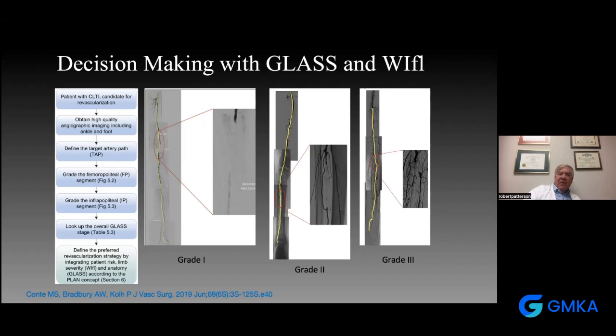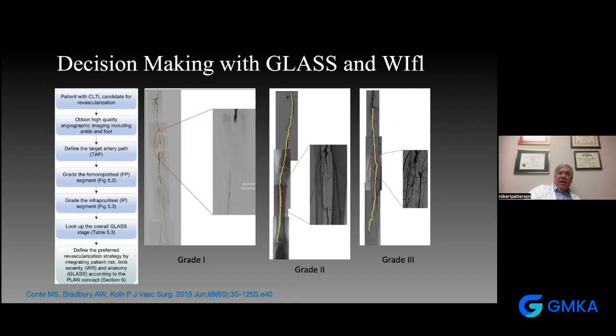You need to have good angiographic assessment. CTAs, MRAs, duplex scan are not enough to truly establish in every patient the complexity of their anatomy. And you have to figure out what they call the target artery path. How are you going to get direct flow into the foot? And then you grade the degree of disease and the symptoms, and then you add in the Wi-Fi score.